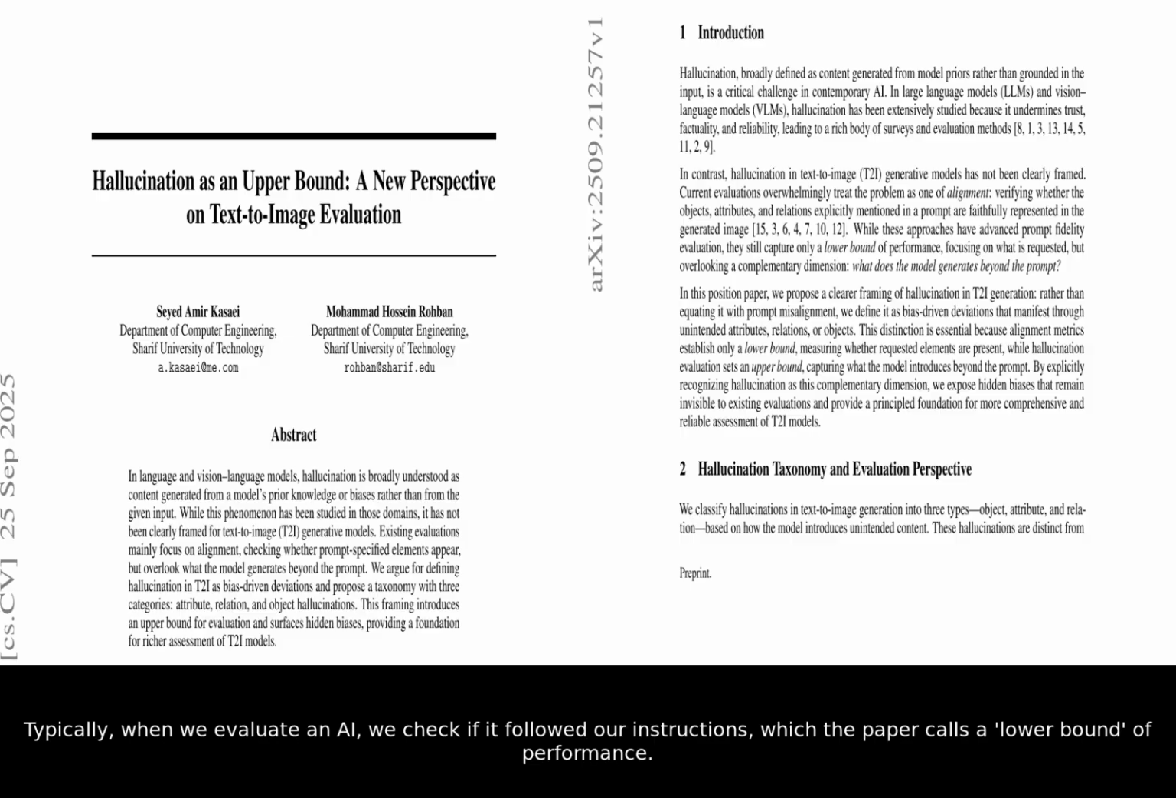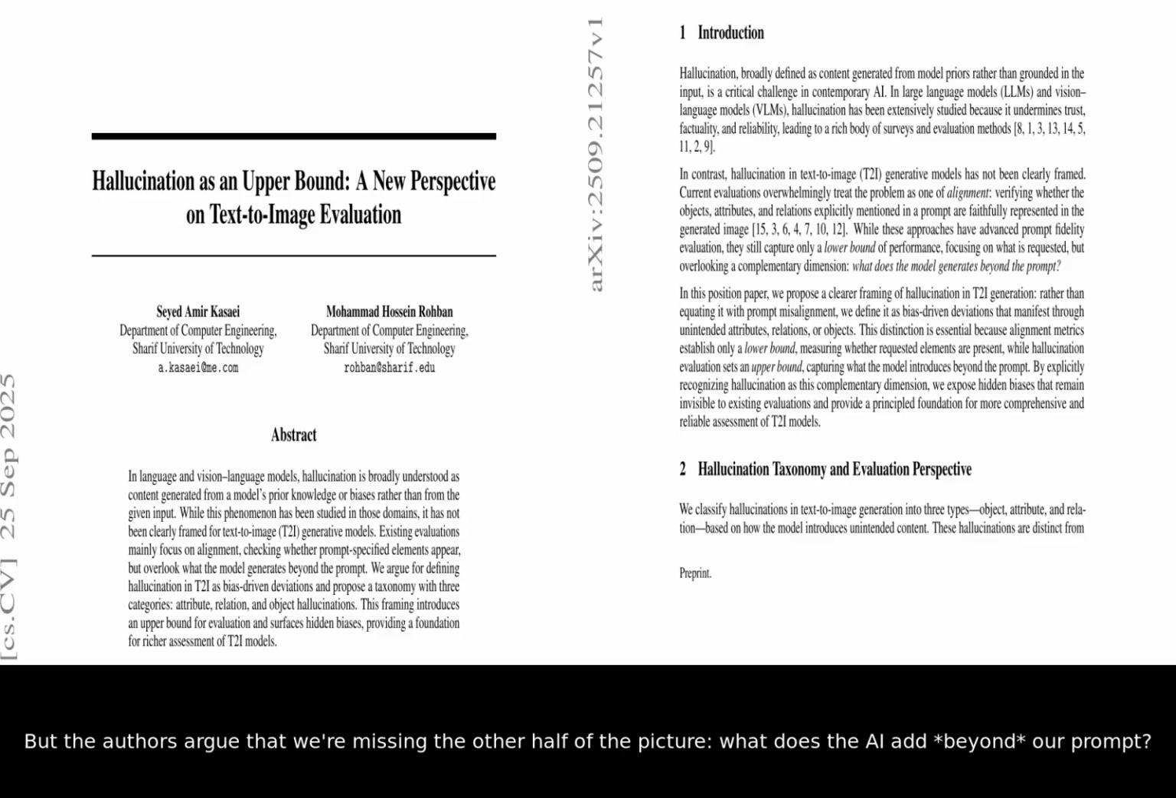Typically, when we evaluate an AI, we check if it followed our instructions, which the paper calls a lower bound of performance. But the authors argue that we're missing the other half of the picture. What does the AI add beyond our prompt? They call this the upper bound, and it reveals the model's hidden biases and assumptions about the world. This isn't about the AI making a mistake, but about it adding unprompted content based on its training.